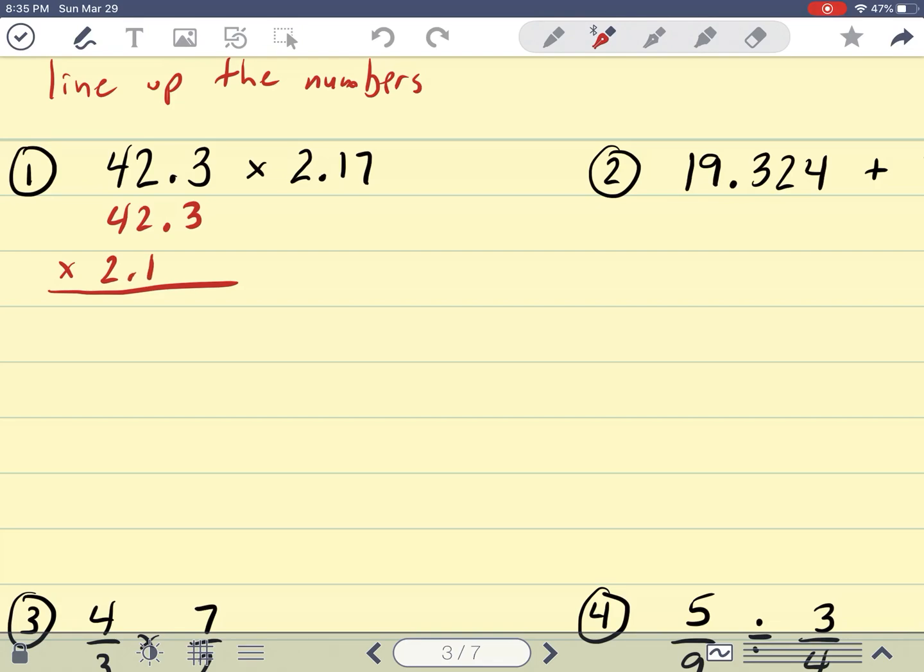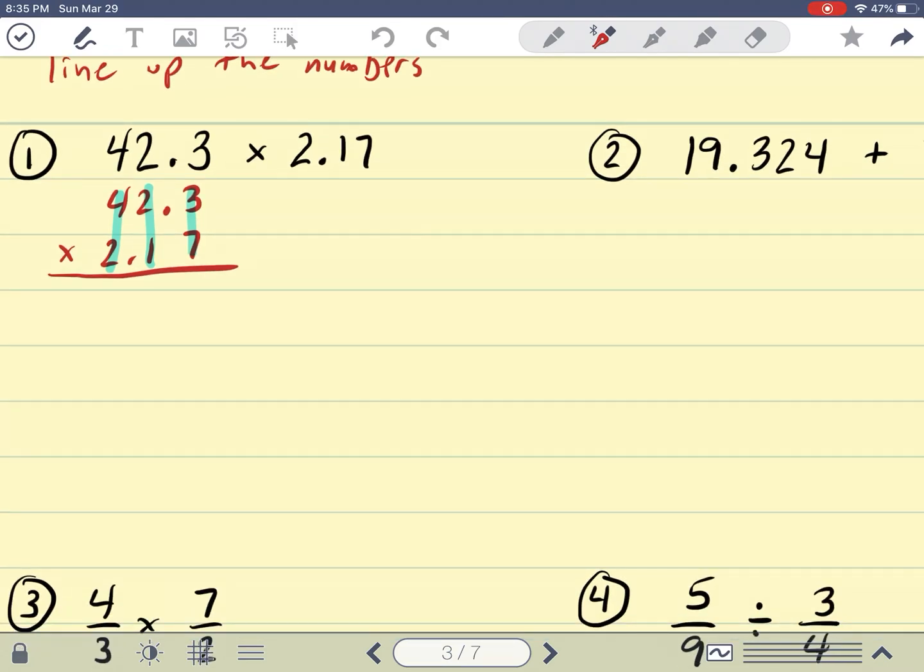42.3 times 2.17. You're lining the numbers up, okay? So if you'll notice how each one of these, the 3 and the 7, 2 and the 1, 4 to 2, those numbers line up. So 3 times 7, now we've got to do some multiplication, okay?